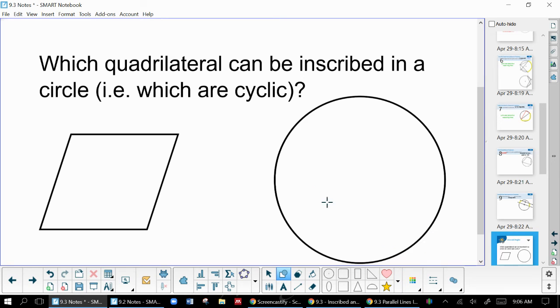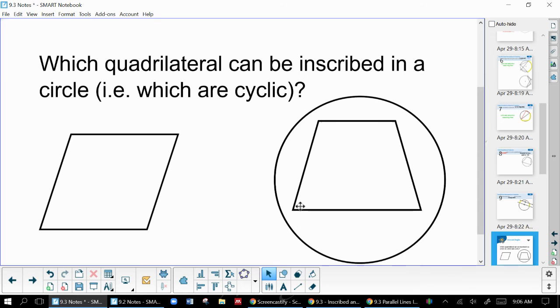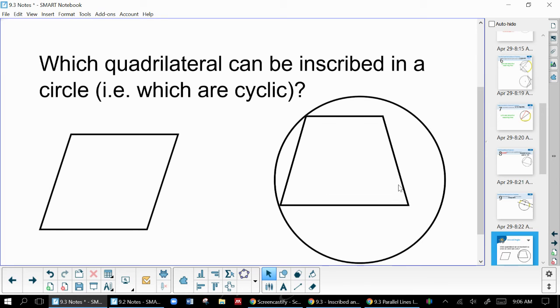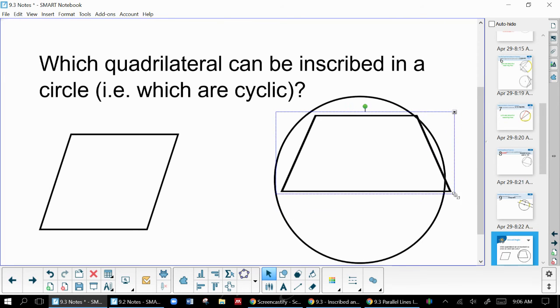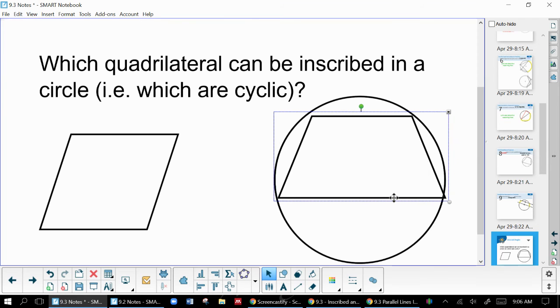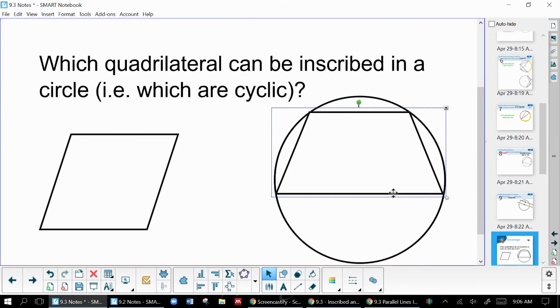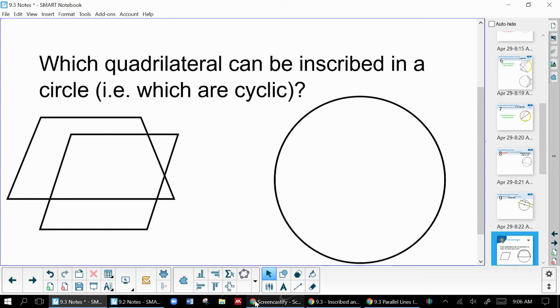Trapezoids, certain types of trapezoids will work. Certain types won't. In this case, I can make this work by stretching it out, basically treating the two parallel sides like chords, one closer to the center than the other. So some trapezoids can, some can't. Not all of them will be able to.